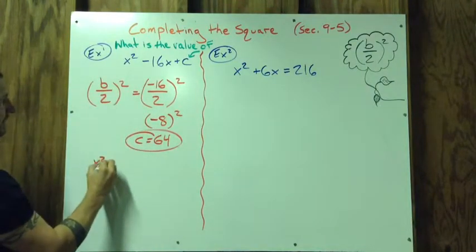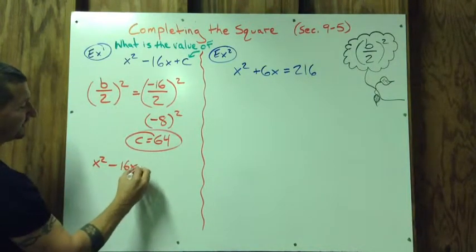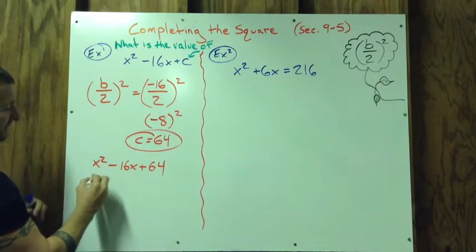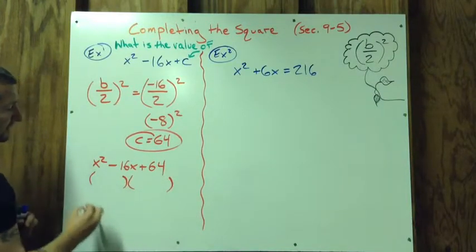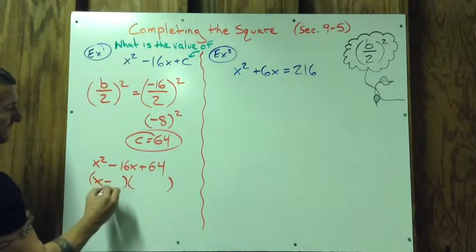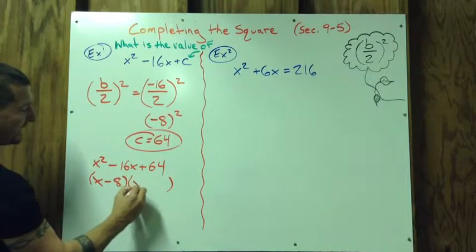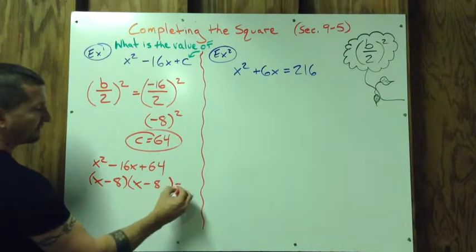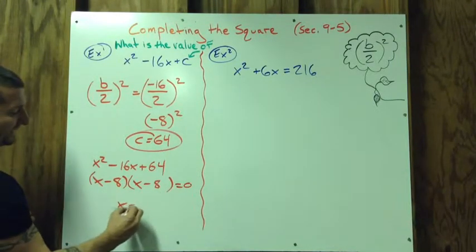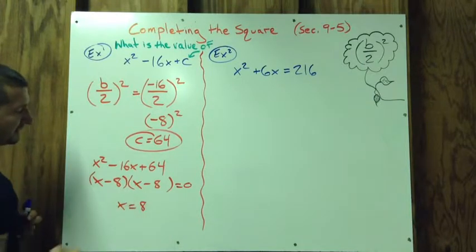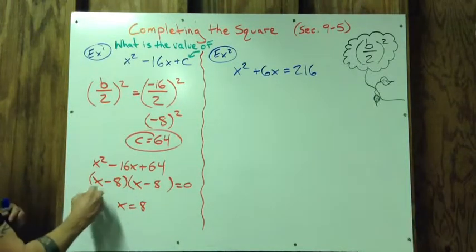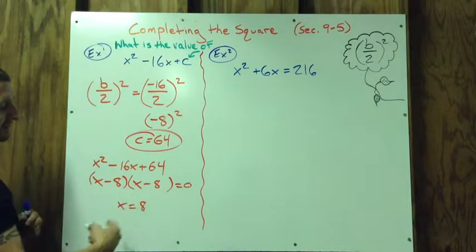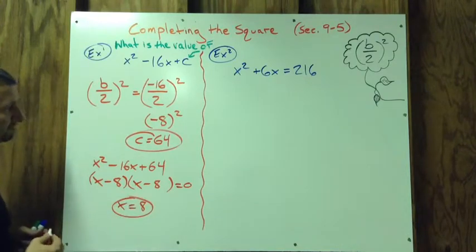If we have x squared minus 16x plus 64, we can factor this into two binomials of x minus 8 and x minus 8. Then when we want to solve this, we set them both equal to 0, and we get x equals 8 as our answer. Remember, we would set x minus 8 equals 0, x minus 8 equals 0, which means x would equal 8.